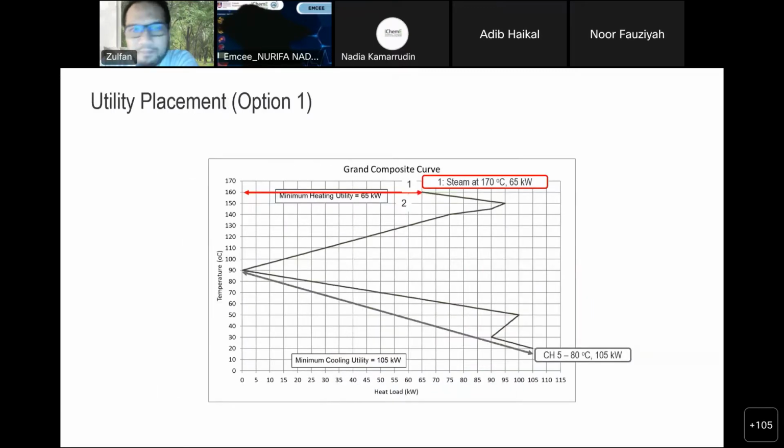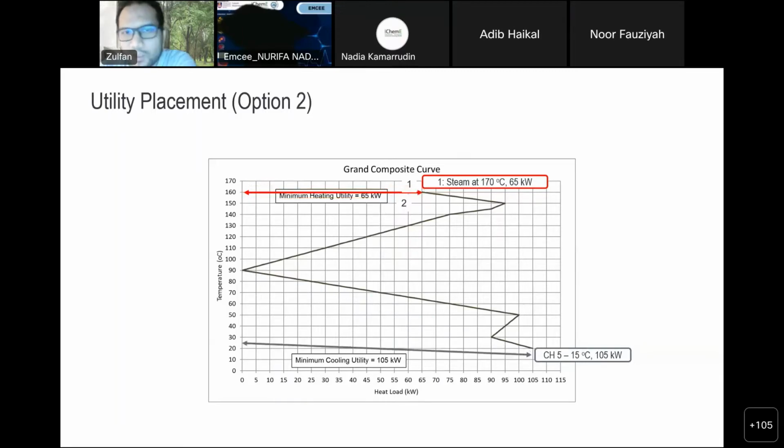The first option that we can think about is that I can put like 170 degrees C of steam at 65 kilowatts to supply this. Because it stops there, I can put 170 degrees C. If I put it on this graph, it has to be reduced by half of delta T, which is then 160 degrees C. So we can have this steam at 170 degrees C, and then we can also use chilled water from 5 degrees C to 80 degrees C to get the heat out of the system, in this line.